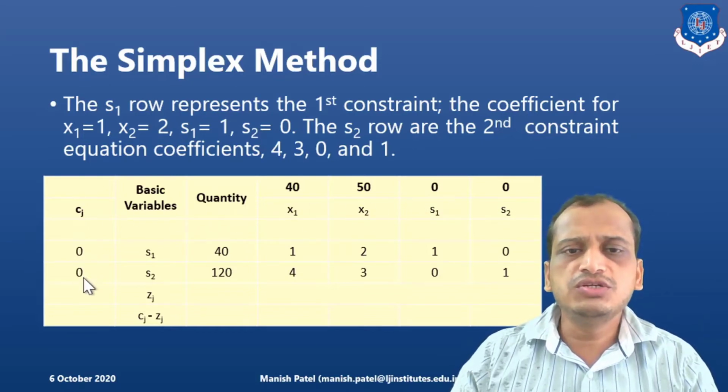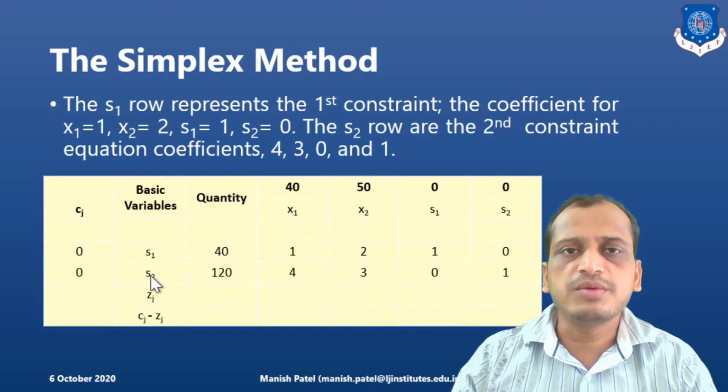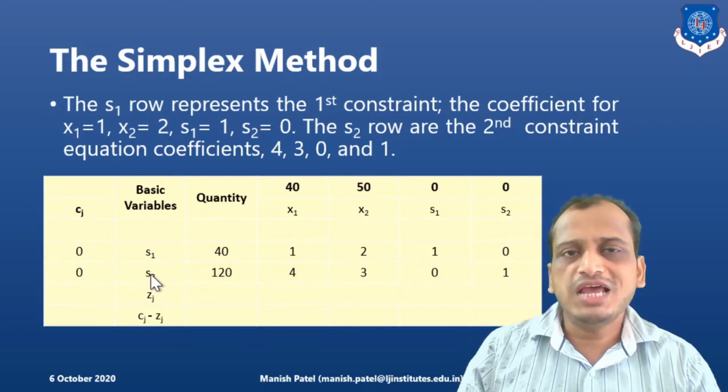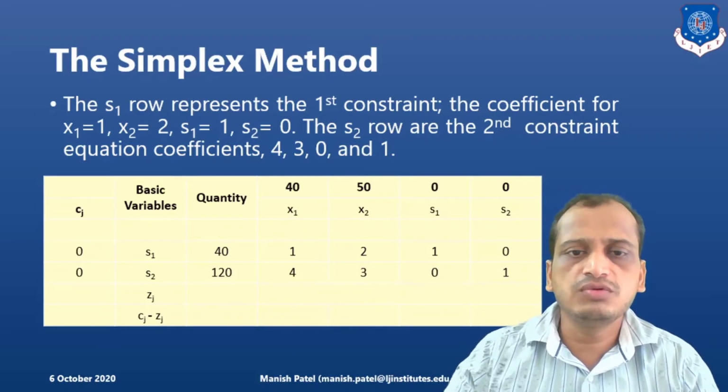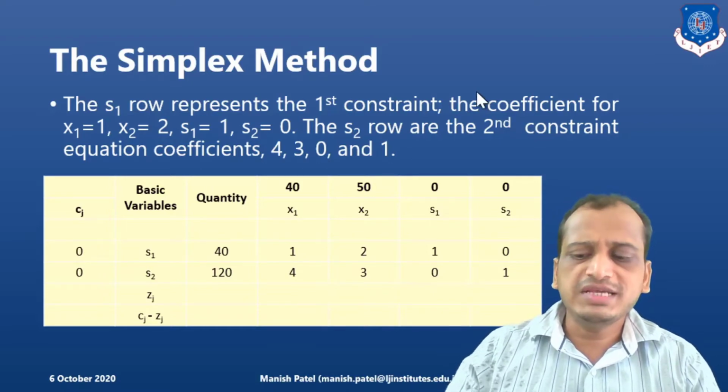These 0 and 0 are the coefficients of the slack variables in the objective function. Slack variables do not contribute to the objective function, which is why the coefficient is 0. So here we have written 0 and 0. Now what will be our next step?